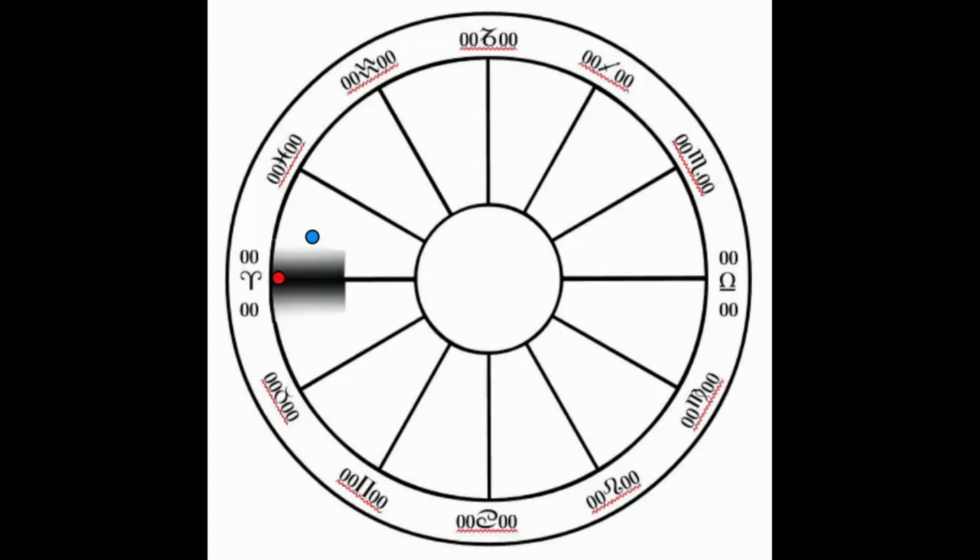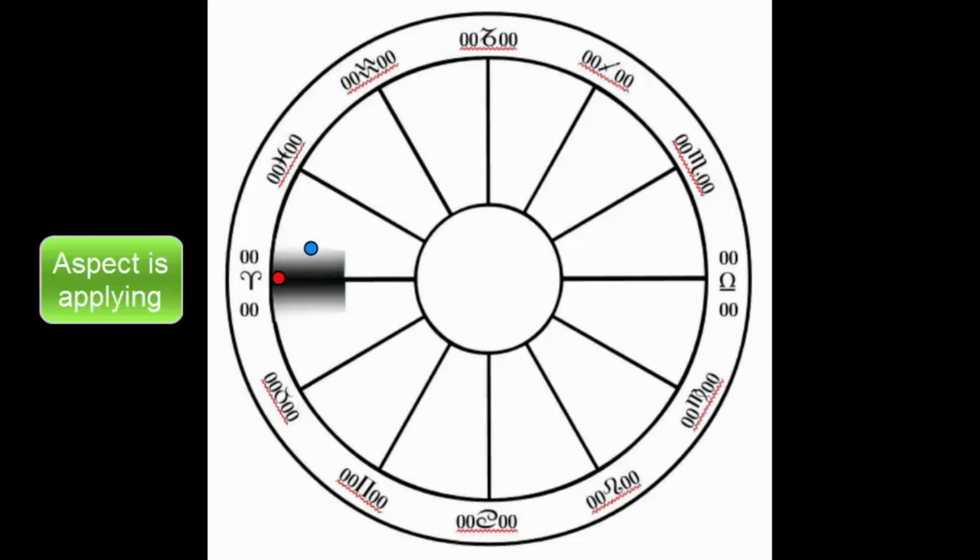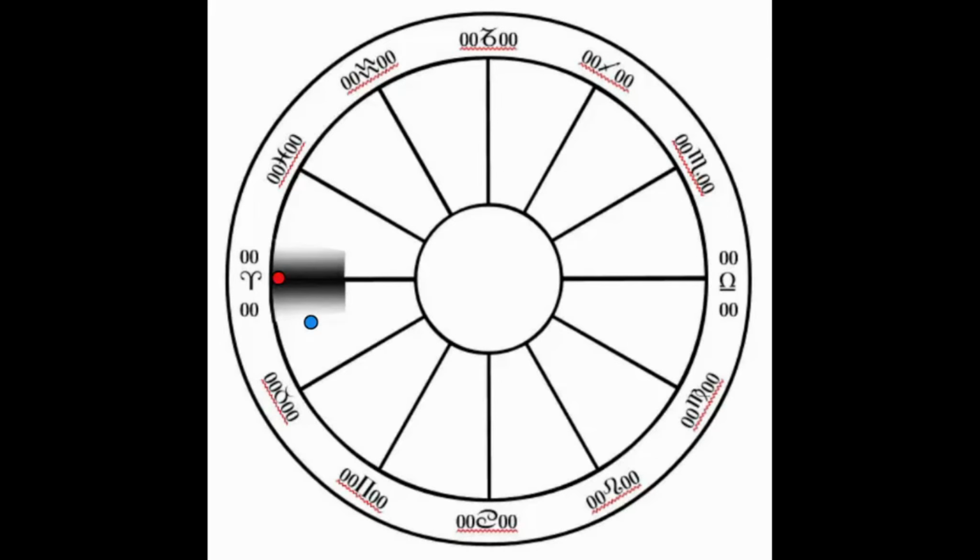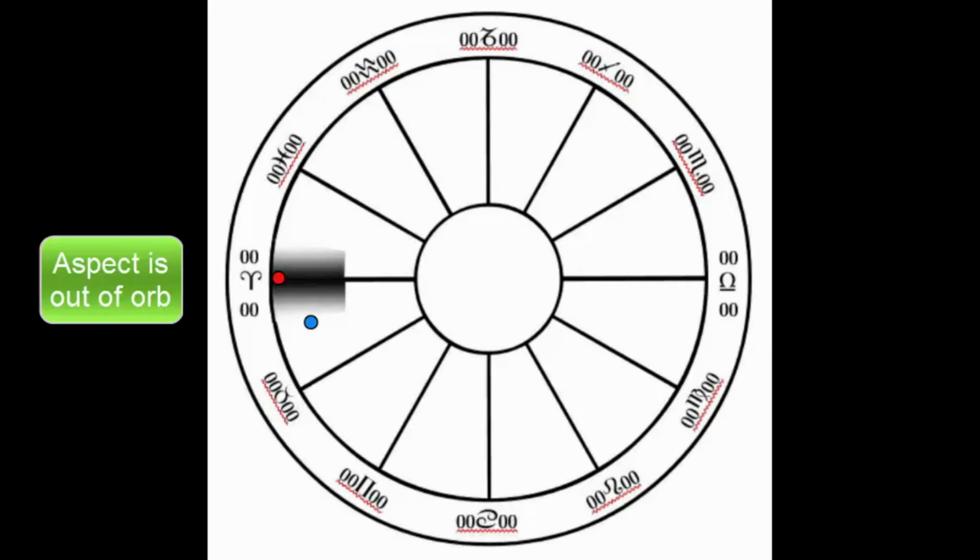It is almost within orb. Now it's beginning to feel the conjunction, and the aspect is applying. The conjunction is getting stronger. It is now exact. And now the aspect is beginning to separate, which means it's getting weaker. Still weaker. And now it's almost out of orb. And now the aspect is no more.